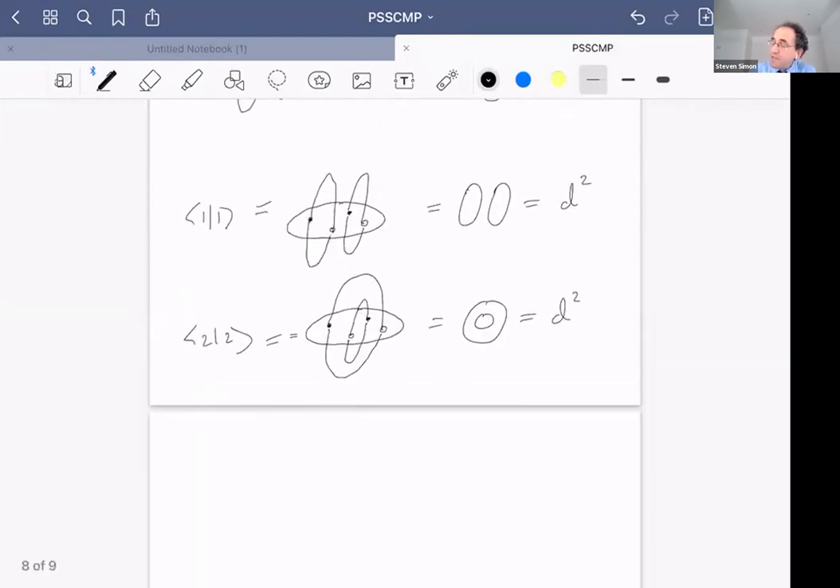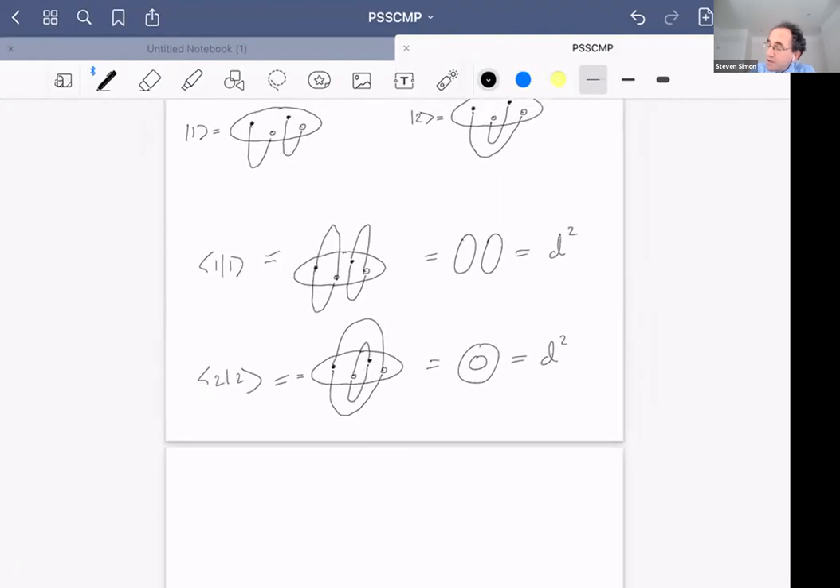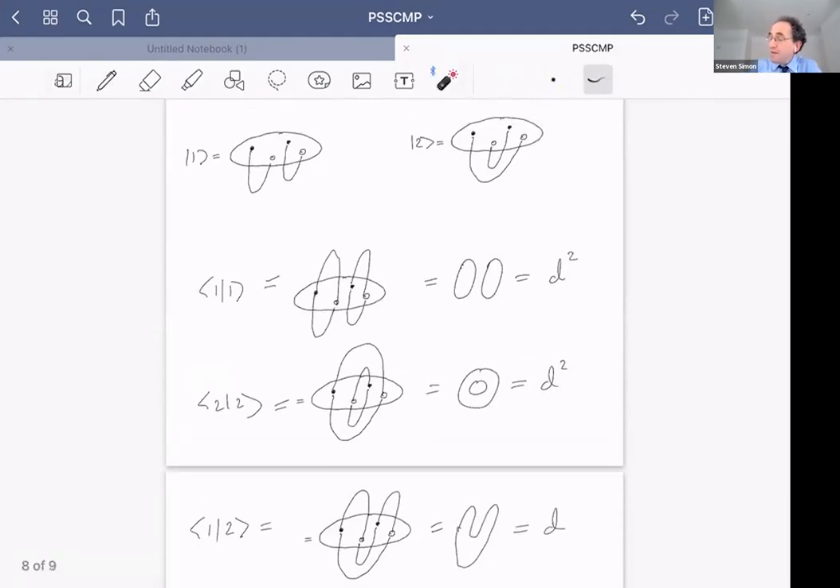However, if I want to take the inner product of one on two, we take two on the bottom and one on the top. So one on the top looks like this, the bra for one. This looks like this, and that is just a single loop, giving d. So now we have the inner product of one with one is d squared, the inner product of two with two is d squared, and the inner product of one with two is d.